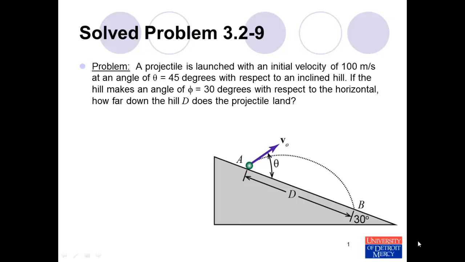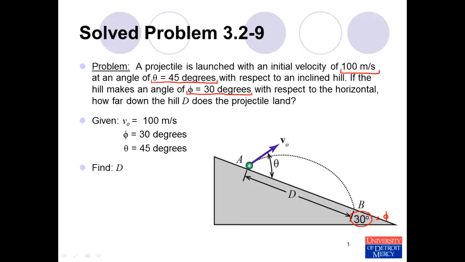So we read the problem, attempt to understand what's going on. We write down what's given. So we're told what the initial velocity of the projectile is. We're told the angle with which the projectile is launched, in particular with respect to an incline. And we're also told the angle that the incline makes. So this is phi. We are then asked to determine how far down the hill does the projectile land. We want to find this distance d.